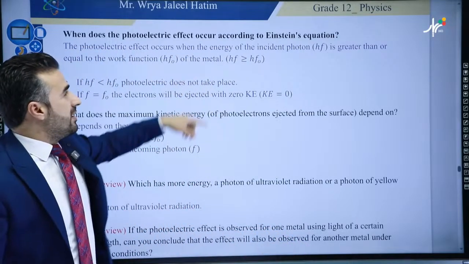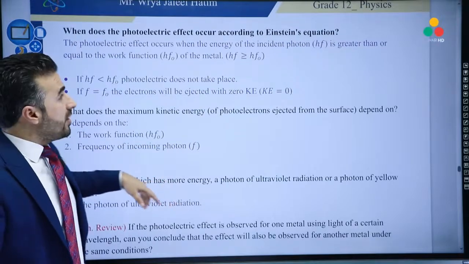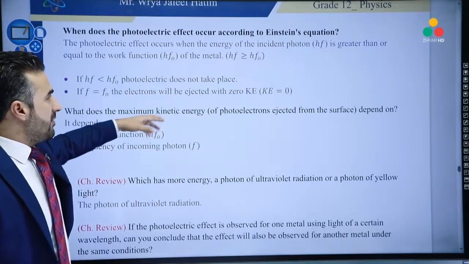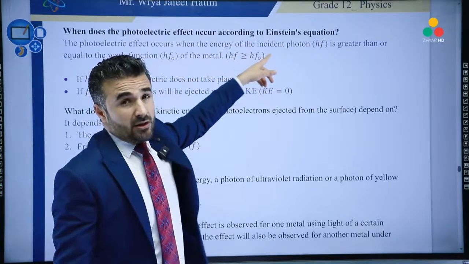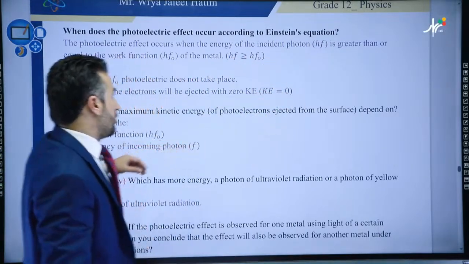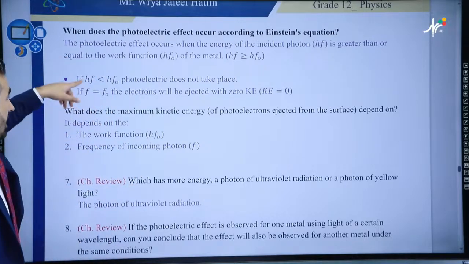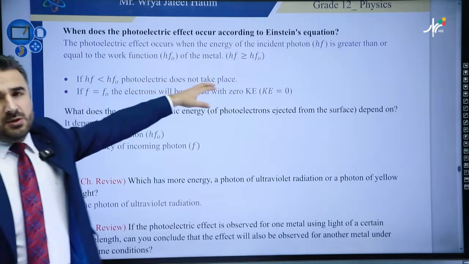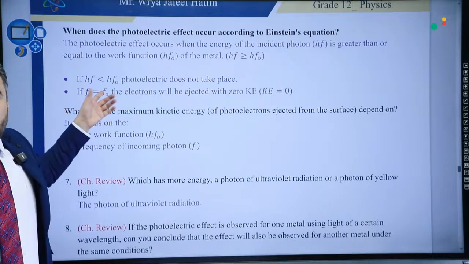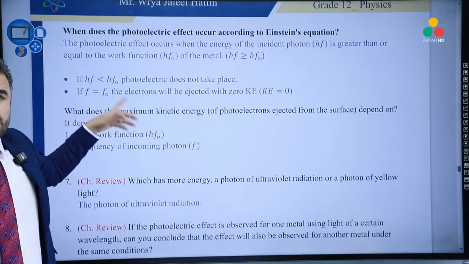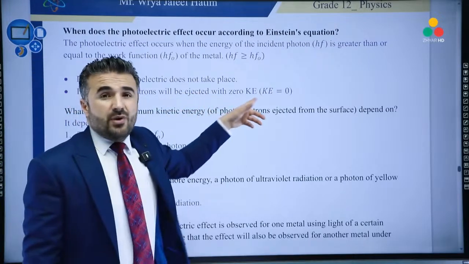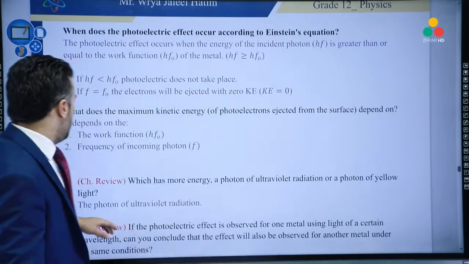The photoelectric effect occurs when the energy of the incident photon, hf, is greater than or equal to the work function of the metal. What about if it is smaller? Of course, electrons will not be extracted regardless of the intensity. So if hf is smaller, the photoelectric effect does not take place. What if the frequency of the incident photon is equal to the threshold frequency? We've said that the electrons will be ejected, but with zero kinetic energy.